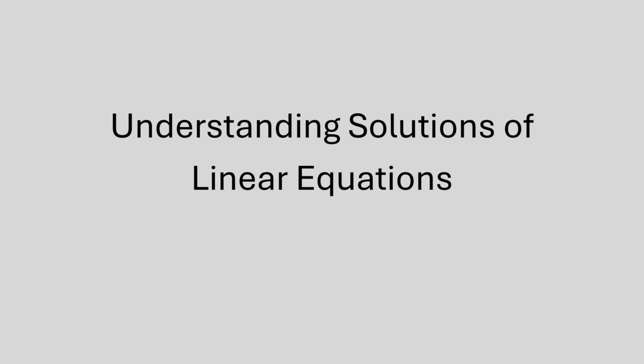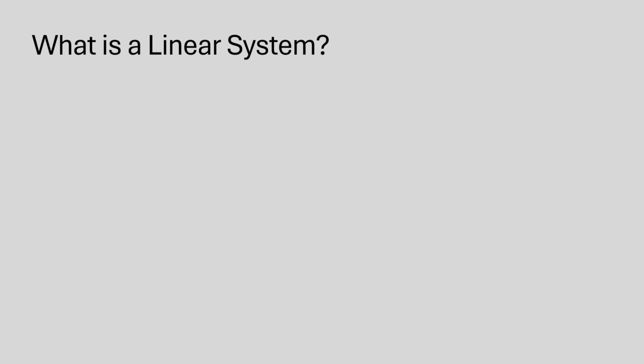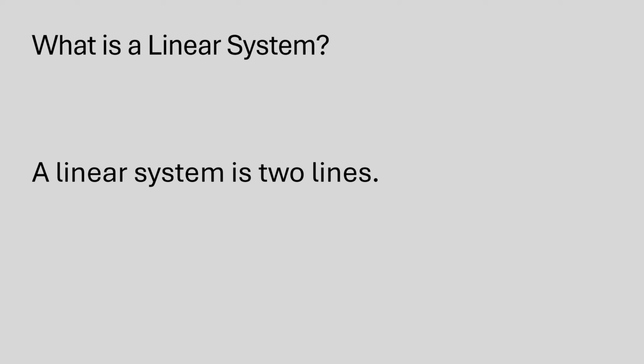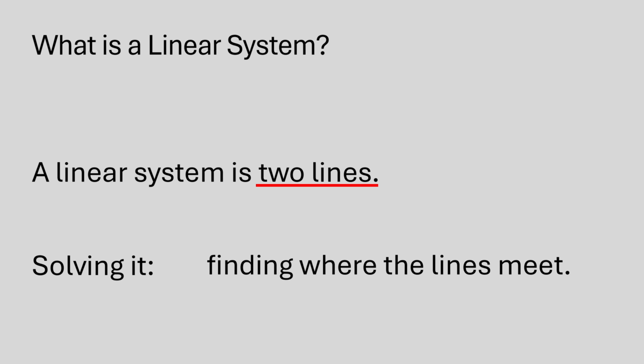Understanding solutions of linear equations. What is a linear system? A linear system is two lines. Solving it means finding where the lines meet.